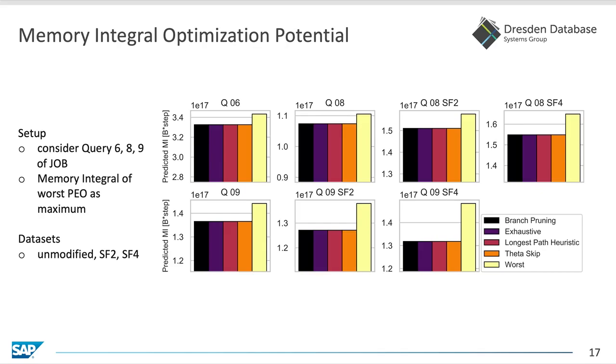As you can see here, we got an improvement from worst to best for the indicated queries of at least 2.2%, and the maximum for query 9 was 11.1%. For the other queries, we were also able to observe memory integral improvements of less than 2%, so those are not shown here.